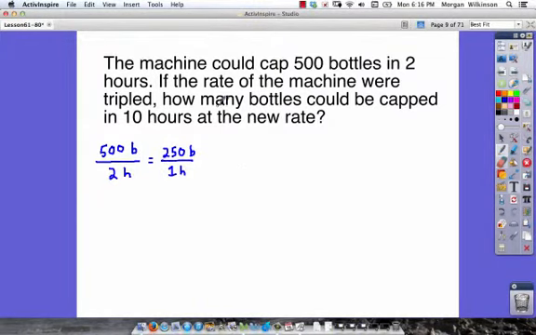So it says if the rate of the machine were tripled, so we triple the rate. So we're going to take this and we're going to say everything is going to go up by 3 times. We're tripling the rate. So, well, triple 250, that must be 750 bottles, okay? And it's 750 bottles in 1 hour because it's going 3 times faster. So we've got 750 bottles in 1 hour. We want to know how many bottles could be capped in 10 hours.